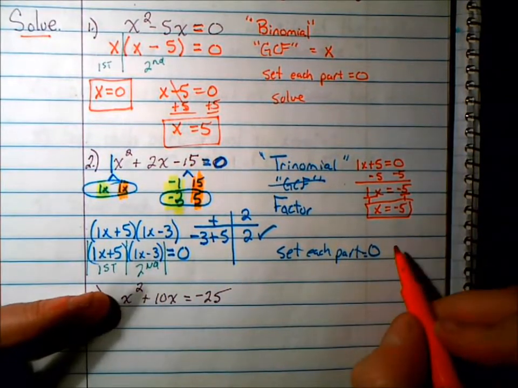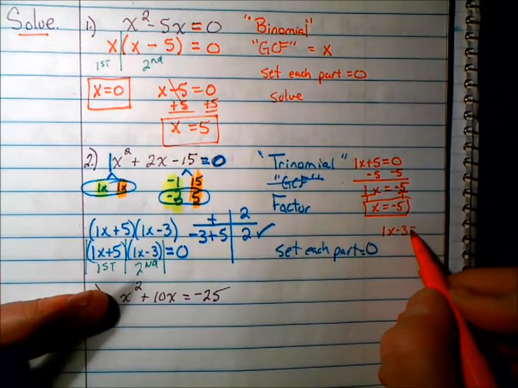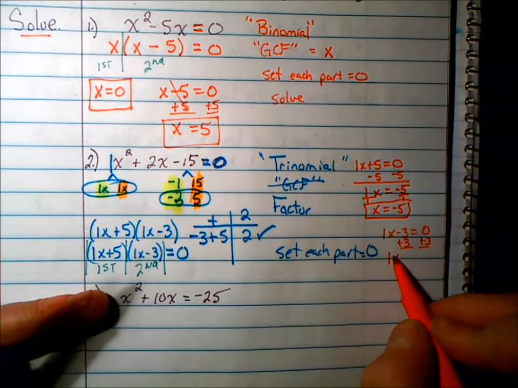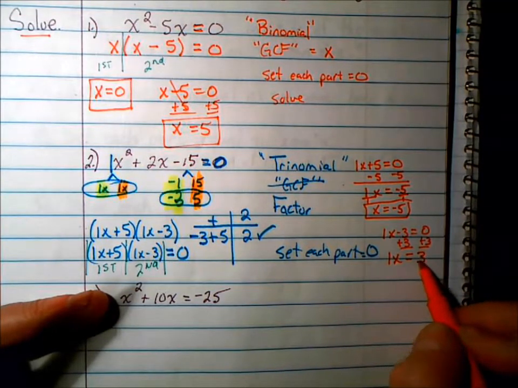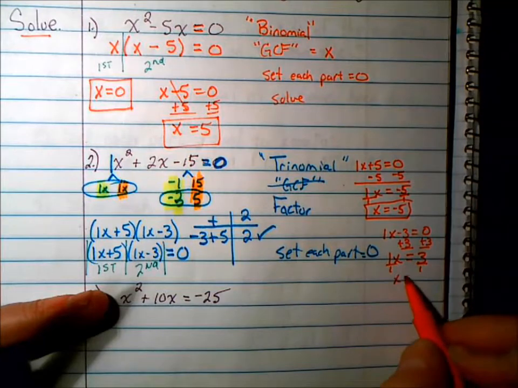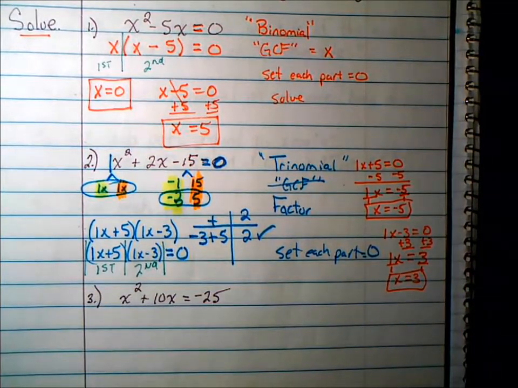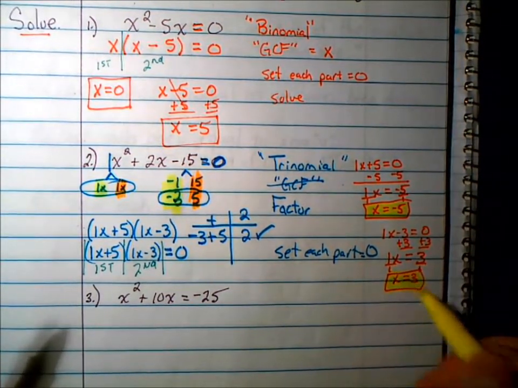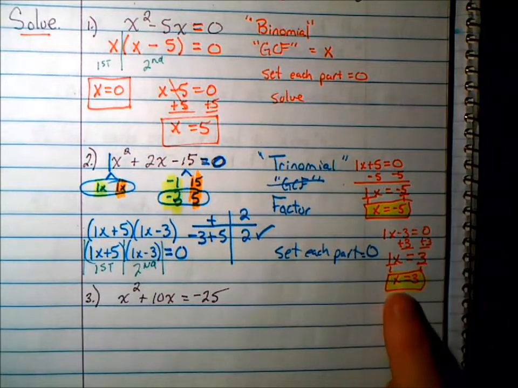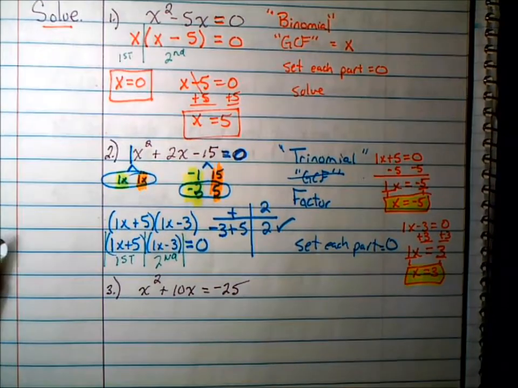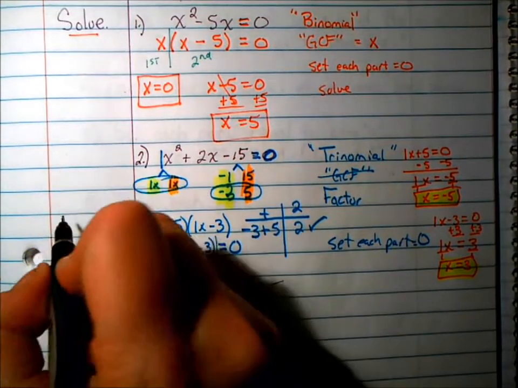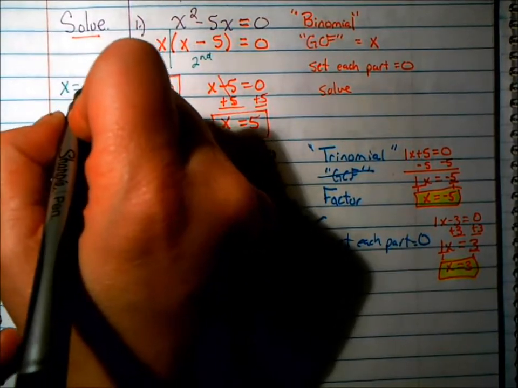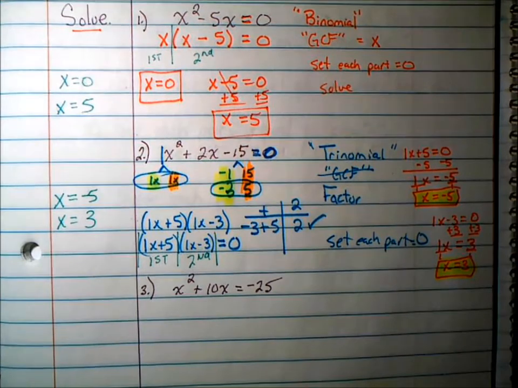If I take the second one, that'd be 1x minus 3 is equal to 0. I'm going to add 3 this time. So I have 1x is equal to 3. If I divide by 1, x is equal to a positive 3. So my two answers, I'll highlight there. So I have x equals negative 5 and x equals 3 for my solution. I think I'll write these over to the side so we can see them. On this top section, x is equal to 0 and x is equal to 5. So we have two answers.